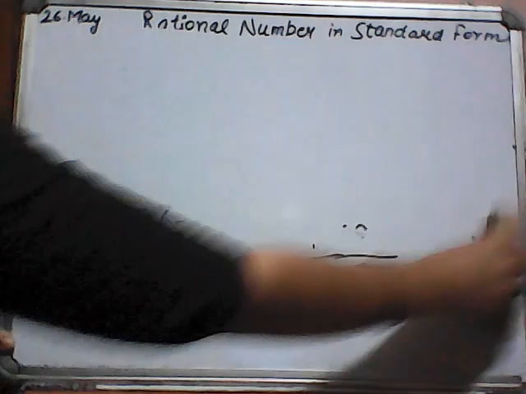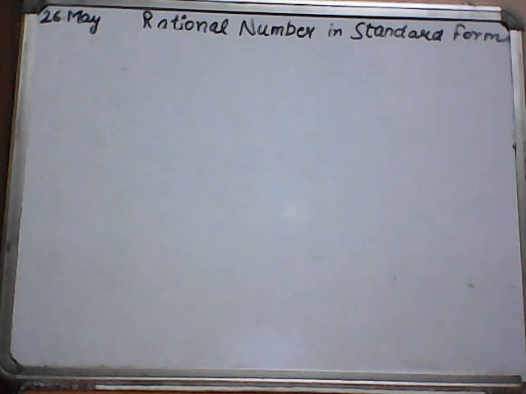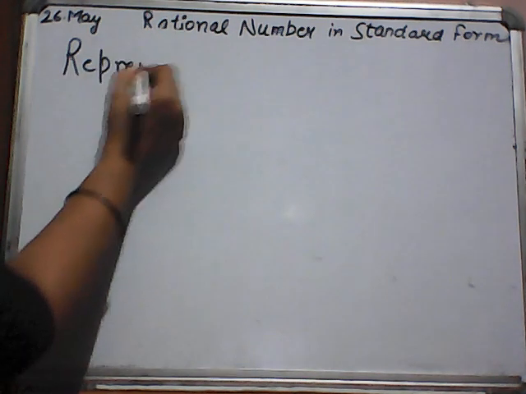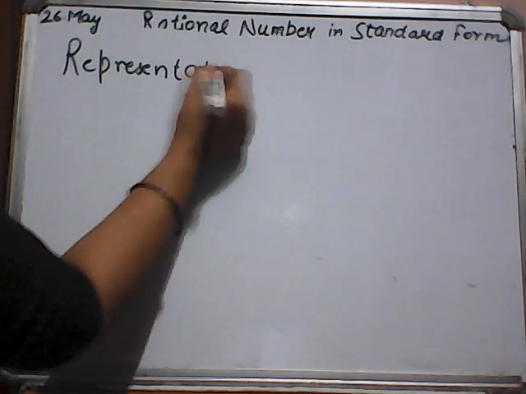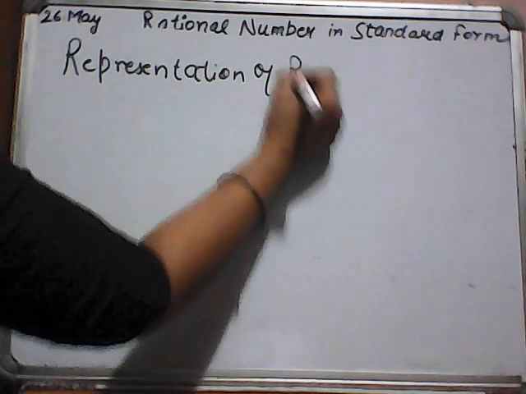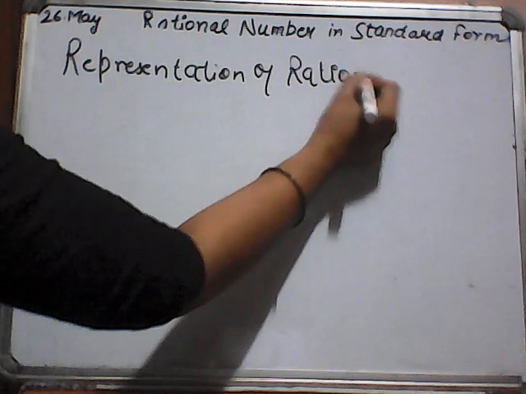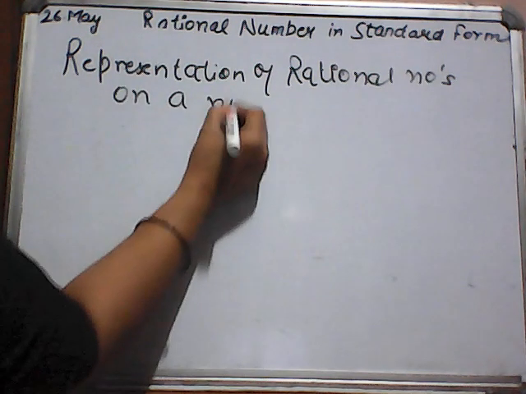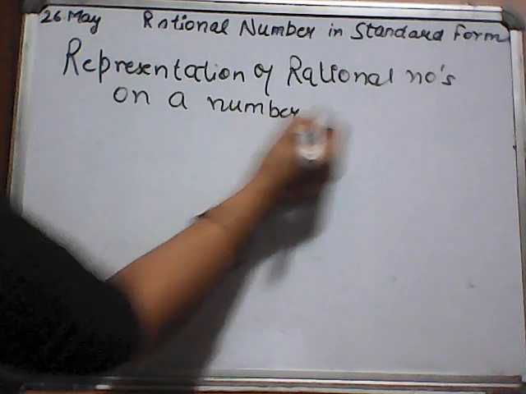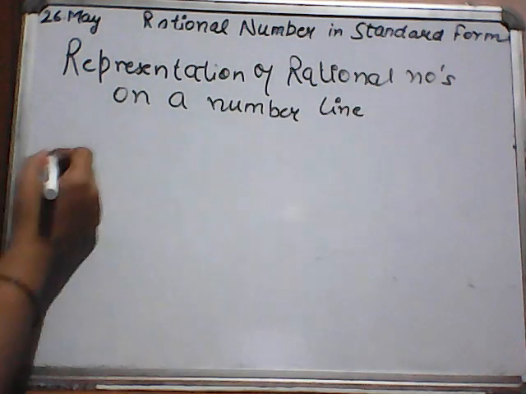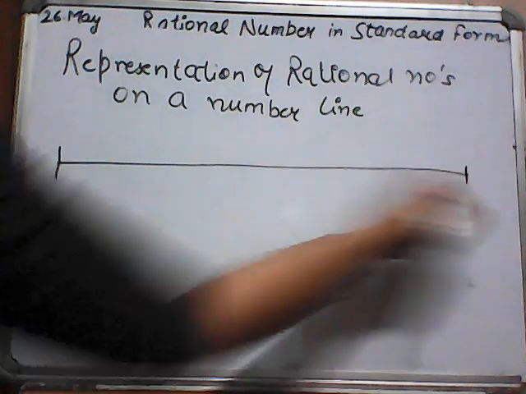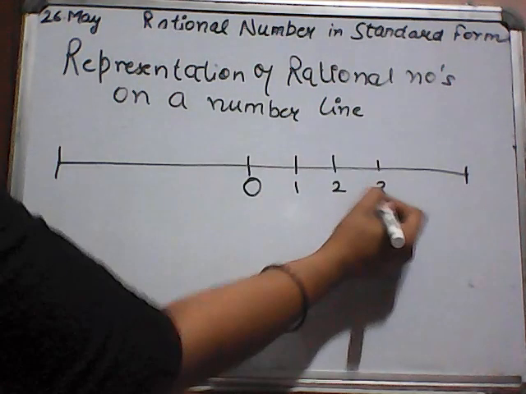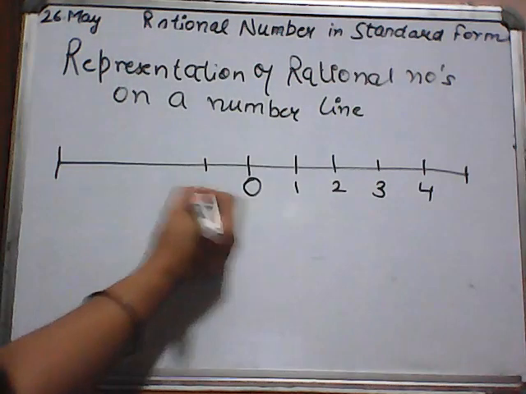Our next topic is representation of rational numbers on a number line. Firstly, draw a number line. In the middle is 0, on the right side of 0 are positive integers, and on the left side of 0 are negative integers.